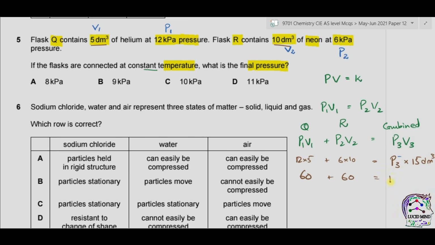Now we can find the value of P3. So 120 equals P3 into 15, or P3 equals 120 divided by 15, and this comes equal to 8. Correct answer is therefore A.